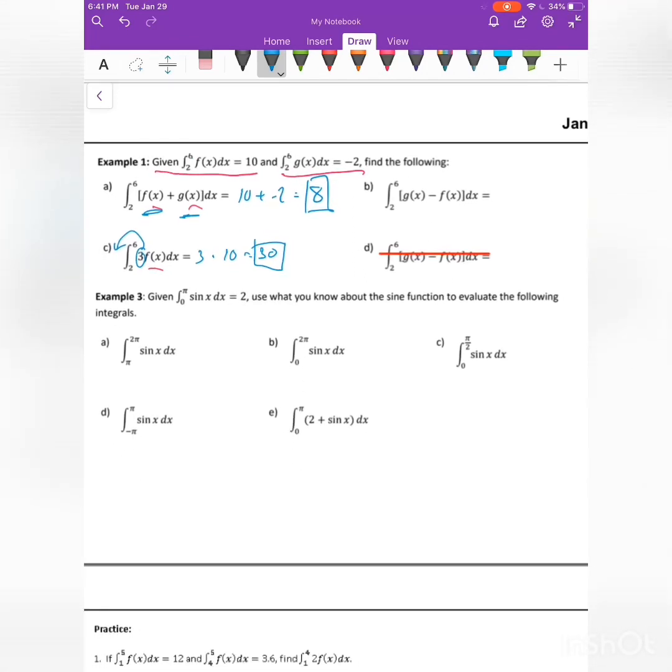Let's see if I can find a nice one out here. This one only has one thing. It just tells you that the integral of sine of x from 0 to pi is 2.